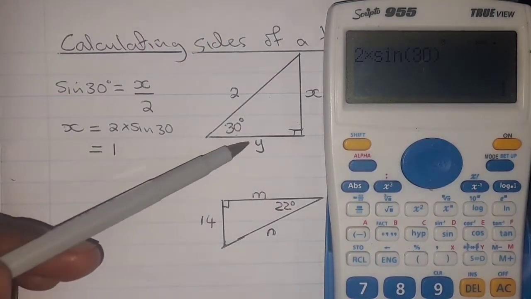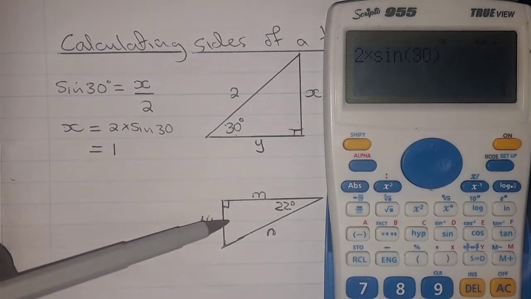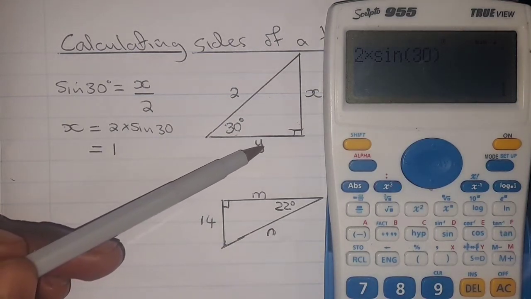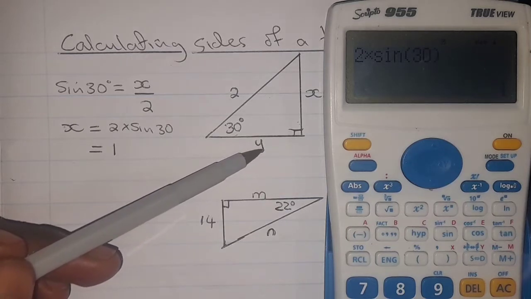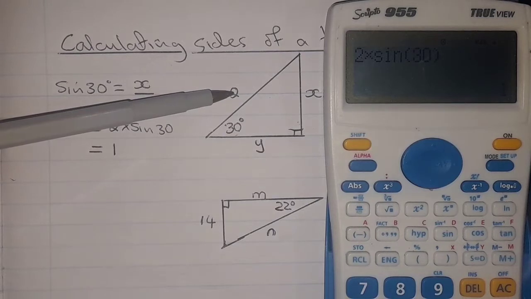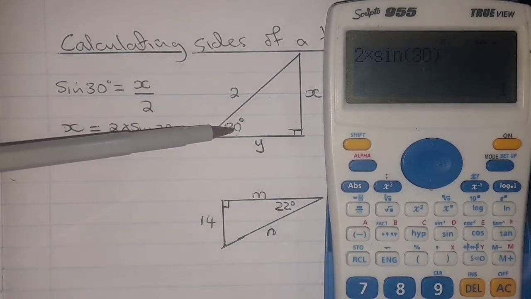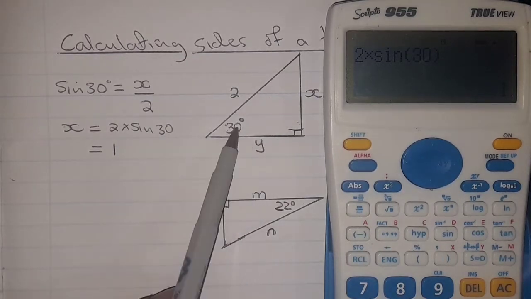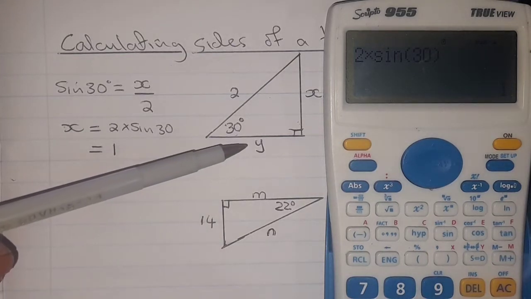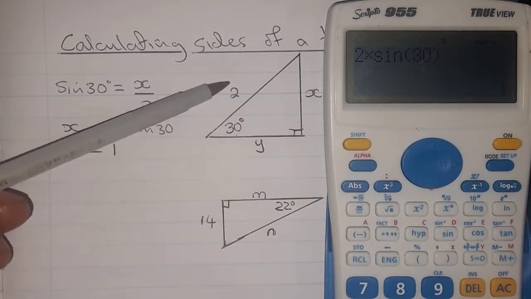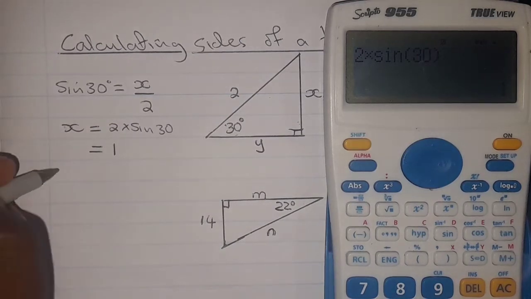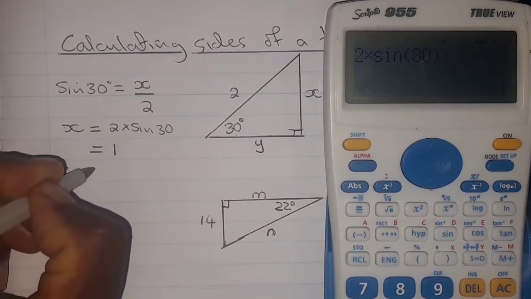And then the second one, we have y. Now, to determine y, we make use of what is given. We have a 2 and we have an angle theta, angle 30 degrees. Y is adjacent to 30 degrees. So, which trig ratio do we have which has adjacent and hypotenuse? That is cos.